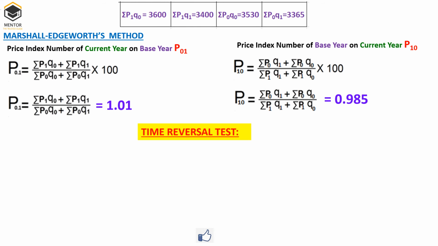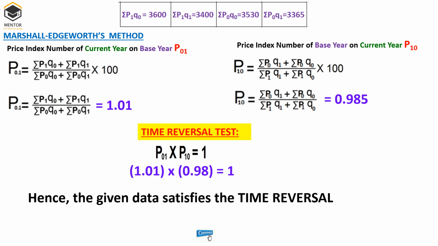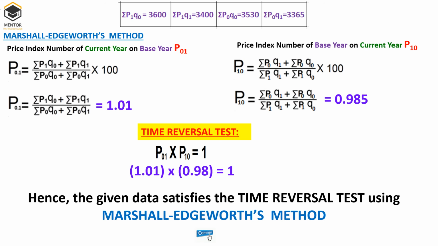So what I'm going to do here is the time reversal test. I have the reversal times P01 and P10. What's the time reversal formula? P01 into P10 equals 1. So let's see this. If I multiply 1.01 into 0.98, definitely I will get 1. Hence the given data satisfy the time reversal test using the Marshall-Edgeworth method. So this is all about our time reversal test under the Marshall-Edgeworth method.